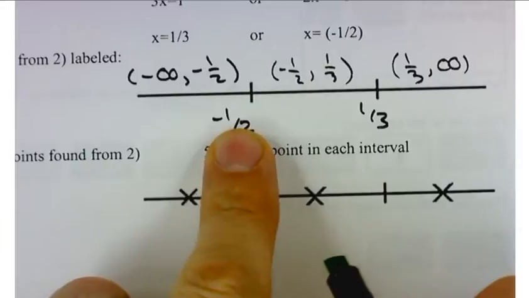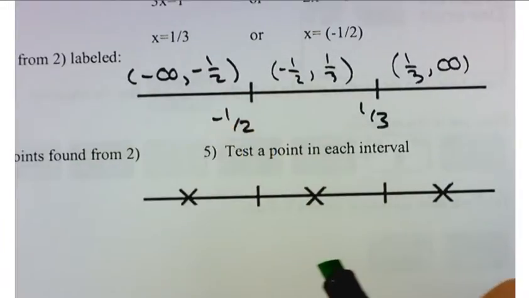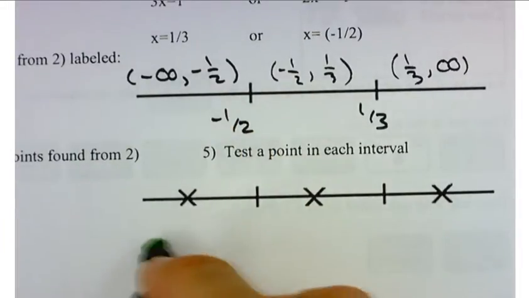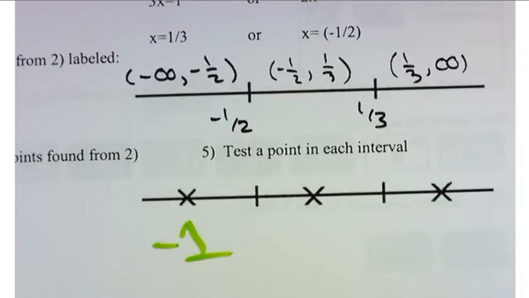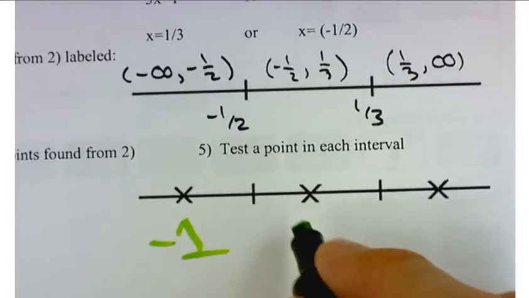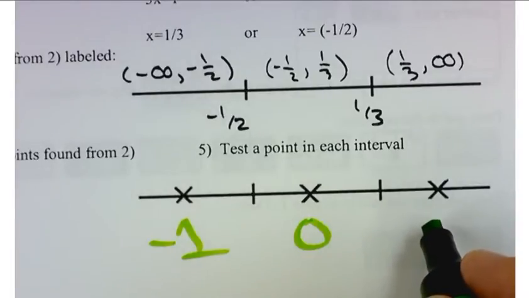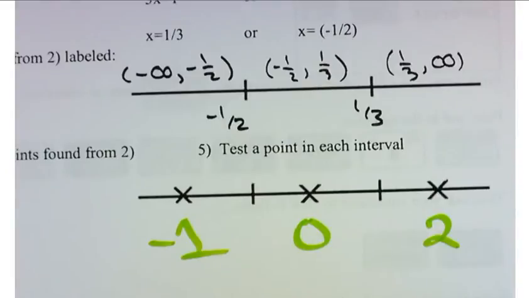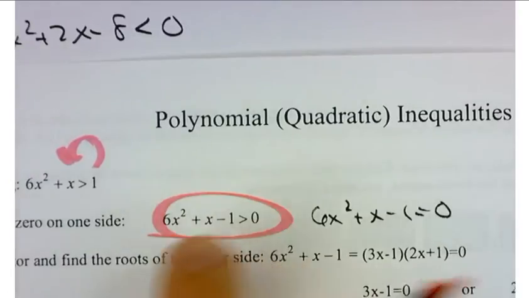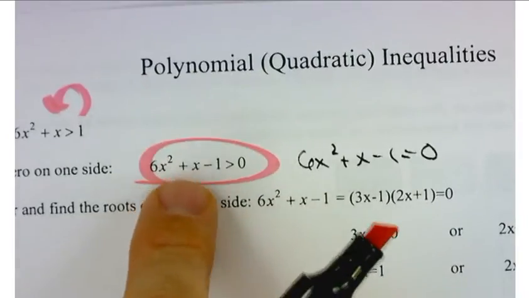What would be a number in this interval to the left of negative 1/2? Negative 1 would be a good one. How about in the middle interval? And then how about we do 2, just to do something a little bit different and interesting. So those are our test points, and we want to test those back in the original inequality that had 0 on one side. So coming all the way back up to here, we want to test those points in this expression.